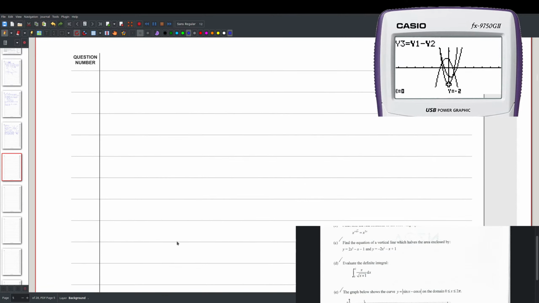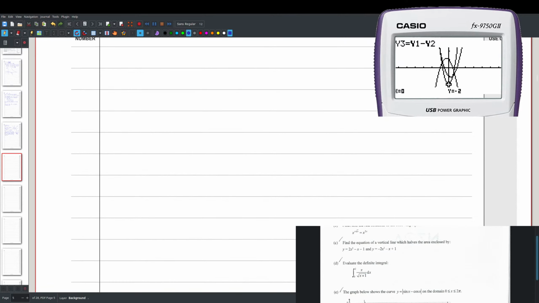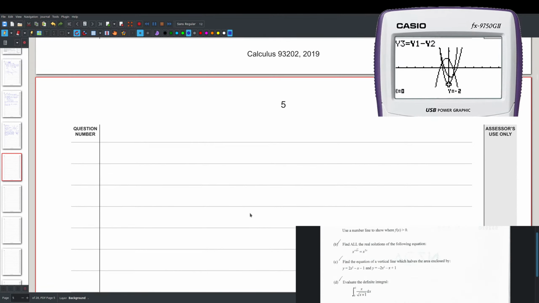Alright, let's go. Question 1D. It's an integral. What are we doing here? Integrating from 0 to 2, x on root x plus 1 dx.